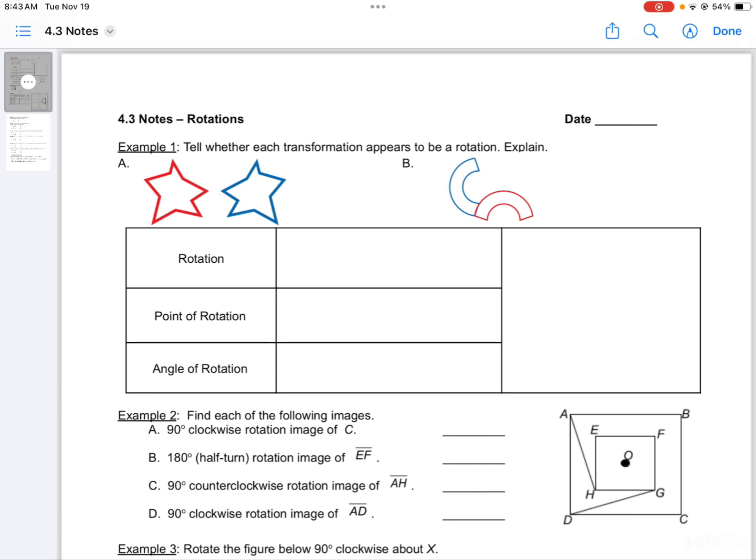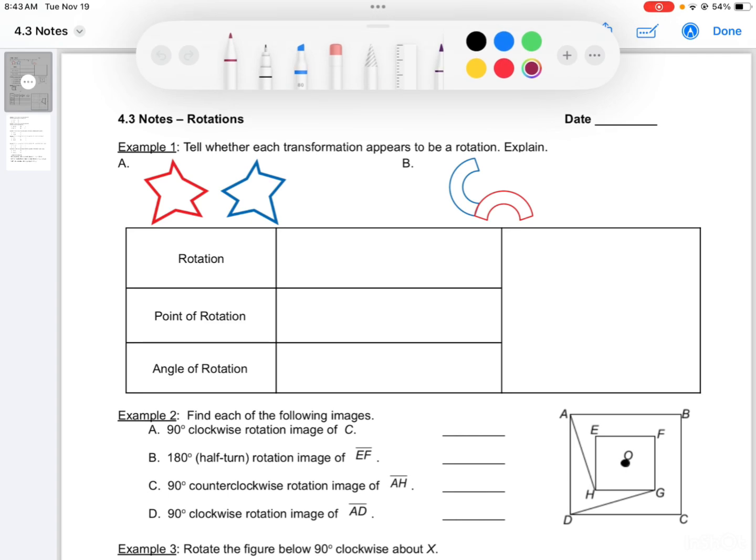These notes are all about rotations, and we're going to talk about how to rotate figures, objects, points, etc. So we start off just by establishing what a rotation is. For the first example, it says to tell whether each transformation appears to be a rotation. Looking at the first picture, corresponding pieces of it mirror each other. That leads me to think this is a reflection, which is what we covered last class. If you're not familiar with reflections, you'll need to go back and watch the 4.2 notes.